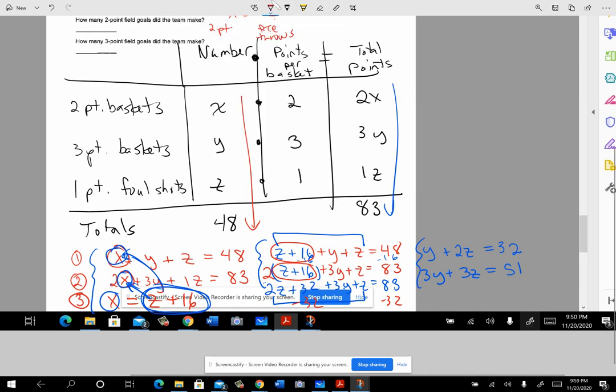So now your next step might be to take this equation and multiply by -3. Can you see why I chose that? The -3Y and the positive 3Y would cancel out when I add. So I would use elimination at that point.